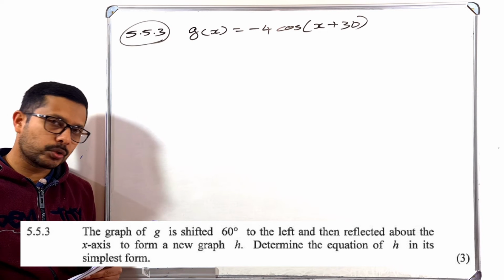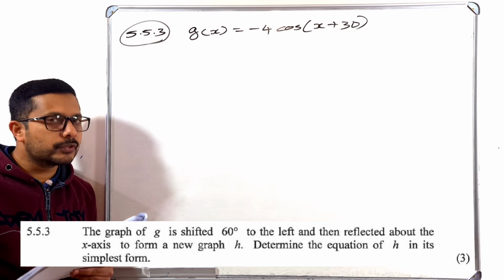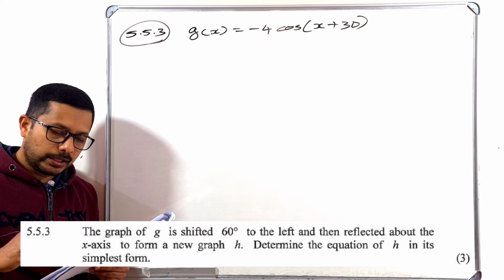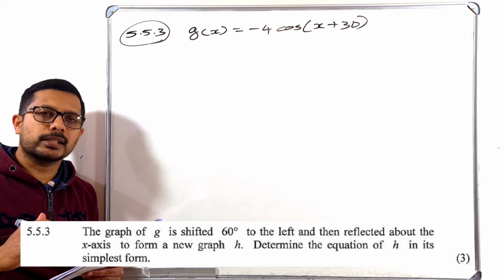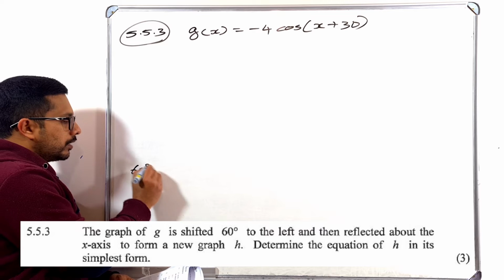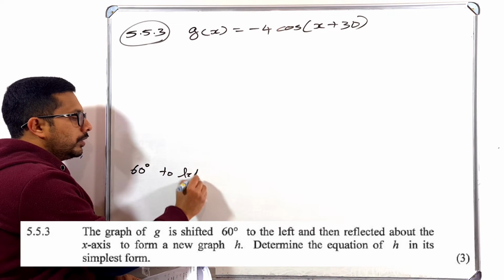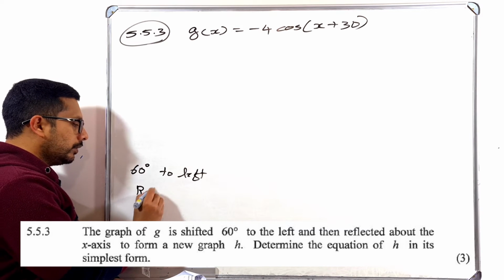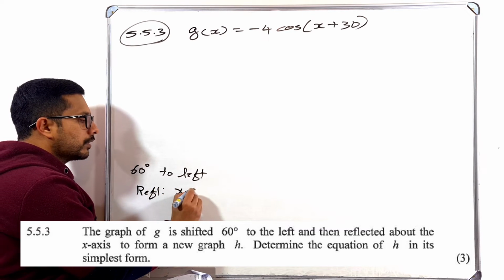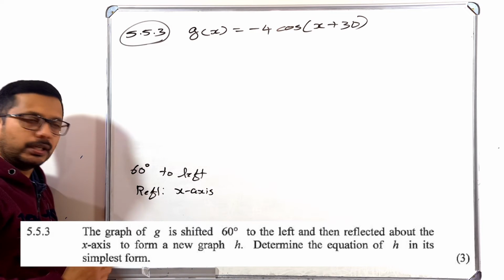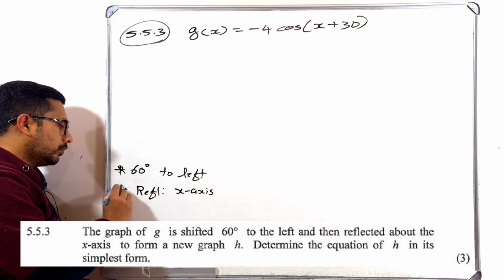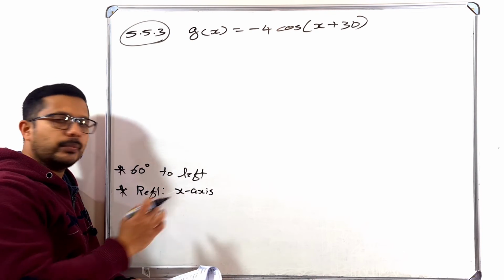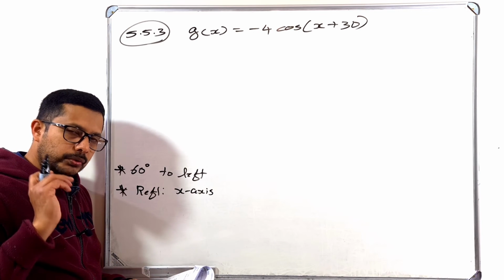Left means just the opposite of what we are thinking. Left means plus 60. Then, to the left, then reflected about the x-axis. So shift 60 degrees to the left, and reflection based on the x-axis. Okay, so there are two transformations done there, 60 degrees to the left and reflection based on the x-axis. Try to understand like this.